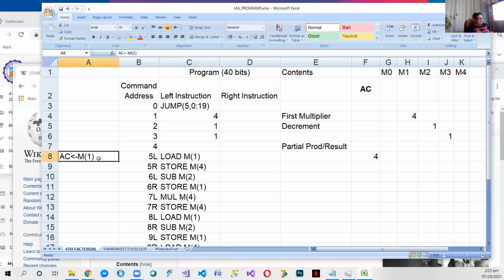So let's go back. This is AC receives M1. Okay? The address is like the cell. Yes. One memory cell, one address. Okay? Precisely, no?